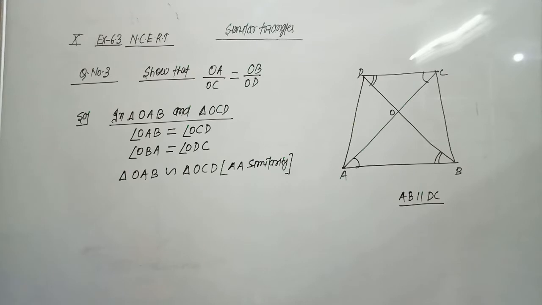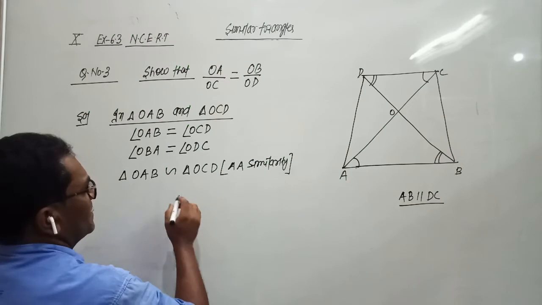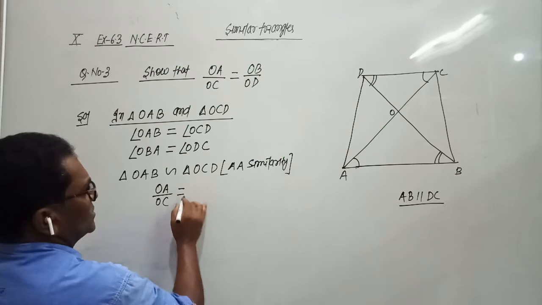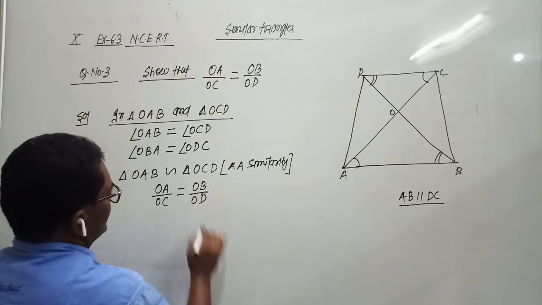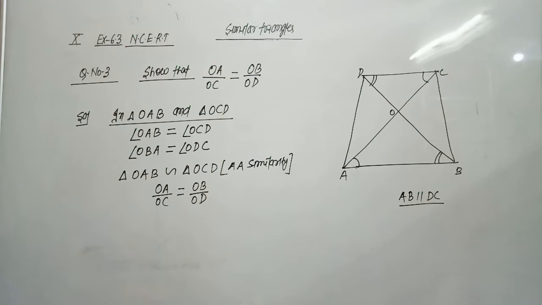And if these two triangles are similar, then their corresponding sides must be in proportion. So corresponding sides means OA upon OC equals OB upon OD. These are the corresponding sides, and since the triangles are similar, their corresponding sides must be in proportion. Now question number 4.